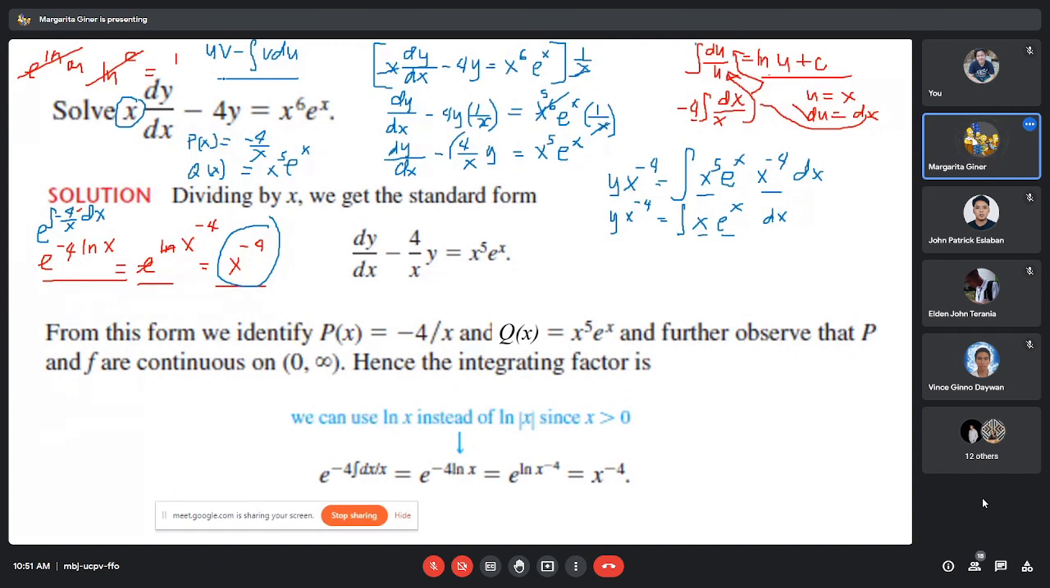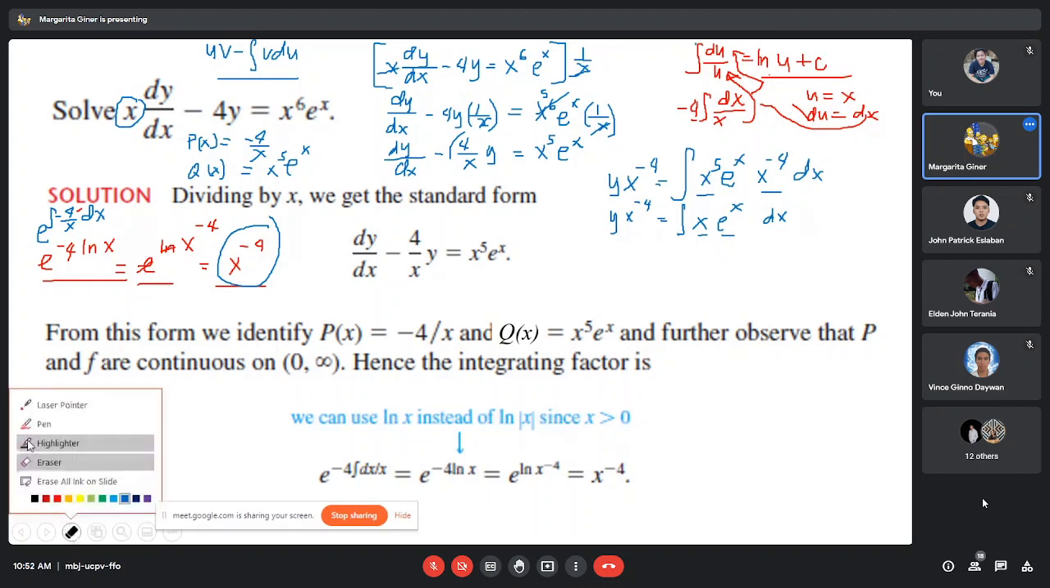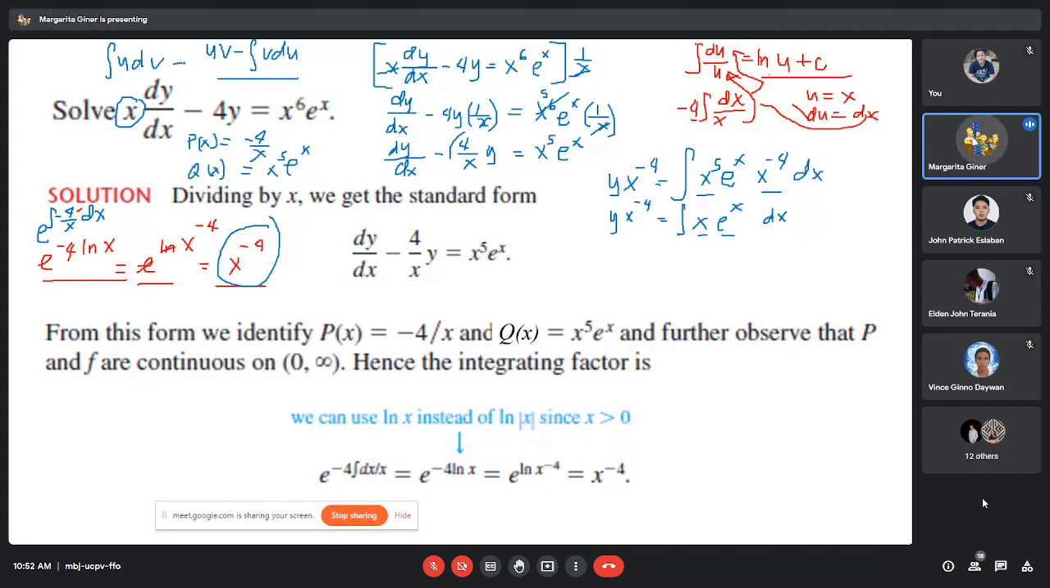Integration by parts 63. Okay, so the formula for integration by parts is: the antiderivative of u dv is equal to this.